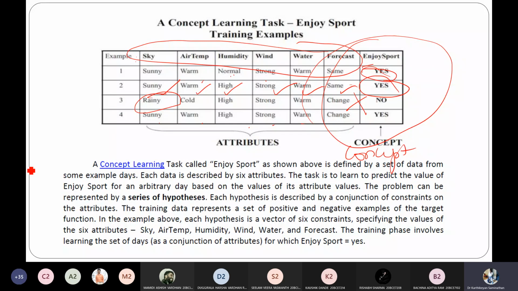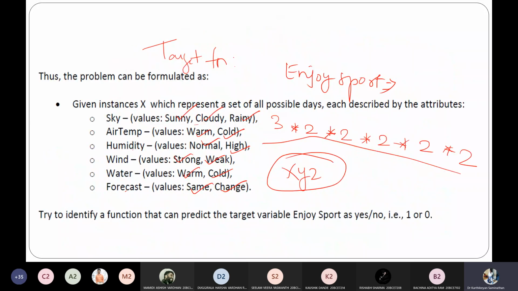We used to write it like C of sunny, warm, normal, strong, warm, same tends to enjoy sports of yes. So when these conditions are satisfied, then enjoy sports is yes. This is hypothesis 1. Accordingly, hypothesis 2, 3, 4. This is how concept learning works, the end outcome is nothing but a concept, right?